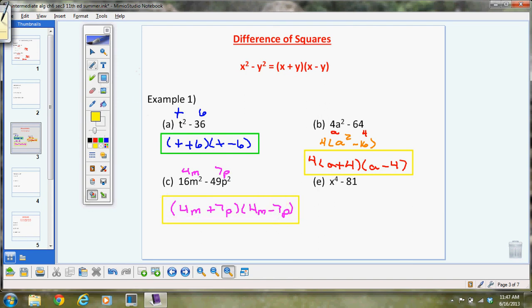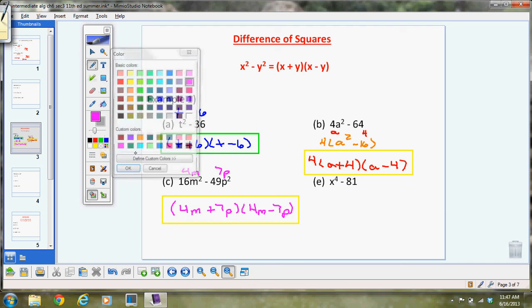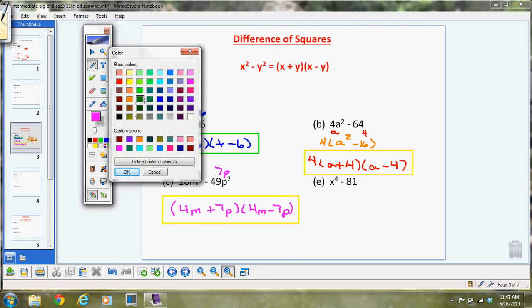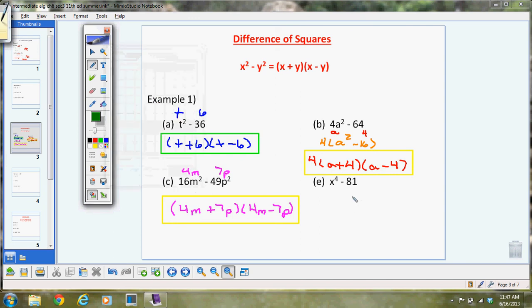Okay, let's look at the last one. The last one is a little bit trickier. On the last one, start with what can you take out, and there's nothing. Okay, we only have two things, and they are squares, believe it or not. X to the 4th is x squared times x squared, and 81 is 9 times 9. So they squared an x squared and a 9. So let's go back and use the formula.